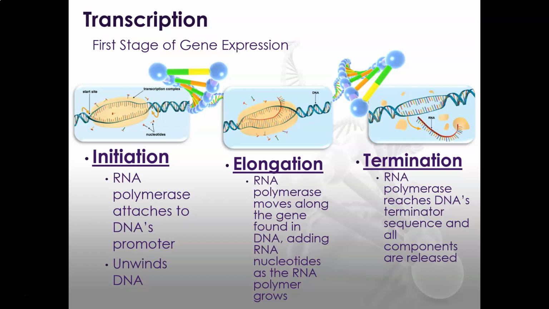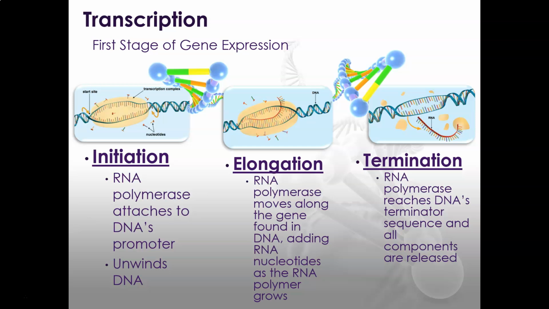Initiation is just going to be that RNA polymerase molecule being signaled to go attach to a particular promoter sequence for a gene. It's going to attach to that promoter and start breaking up those hydrogen bonds, allowing access to the gene itself, allowing access to the DNA.